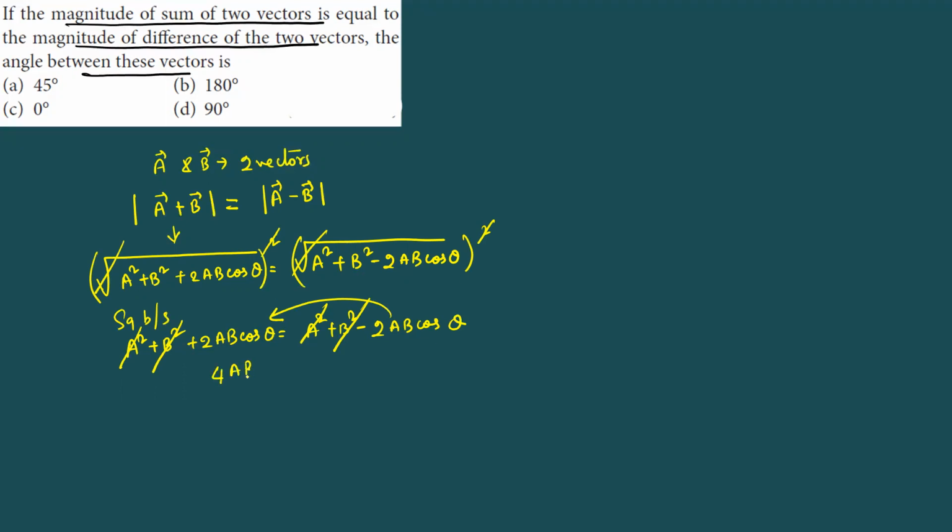Plus 2AB cos theta is going to be 4AB cos theta is equal to 0, or cos theta is equal to 0 by 4AB, which will be 0. This is possible only when theta is equal to 90 degrees. So the angle between the two vectors is 90 degrees. So option number 4.